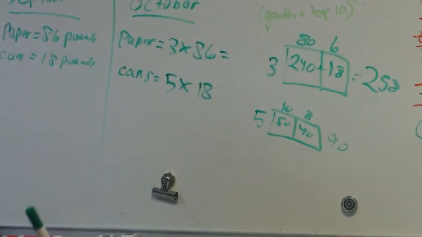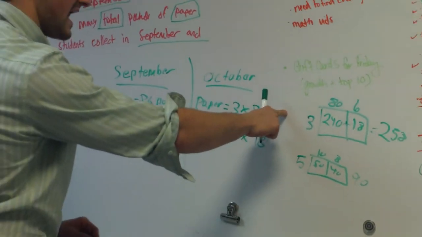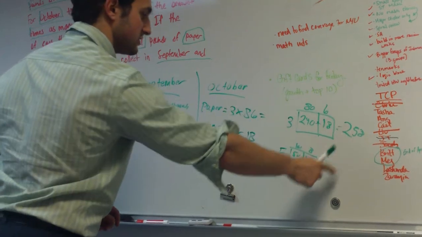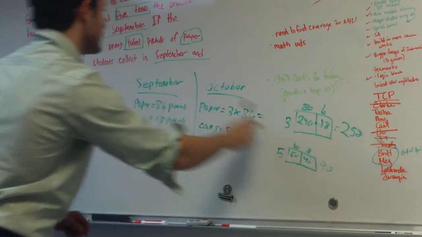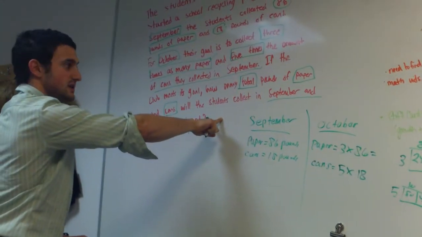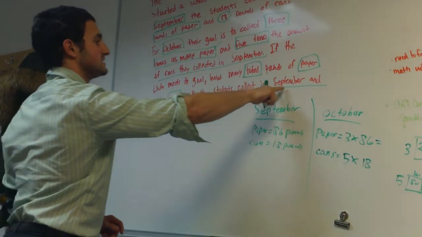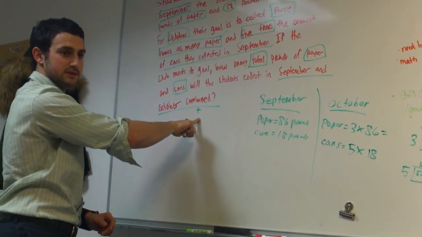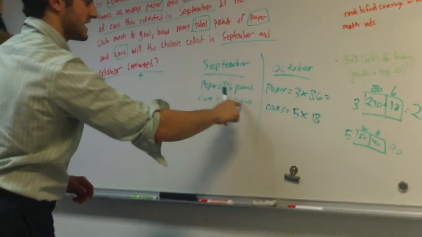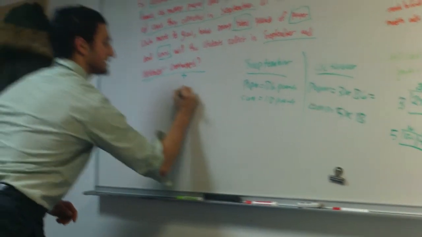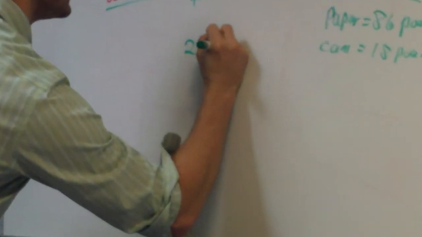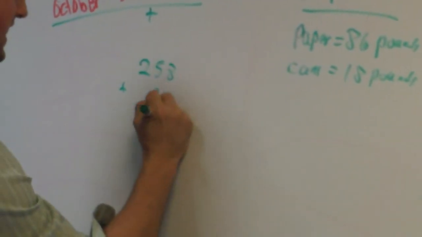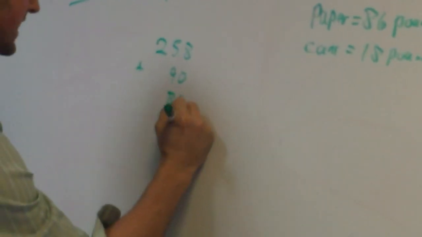What a lot of kids made the mistake of was they just added up the amount collected in October, so they added 258 plus 90. But if we come back to the question, it says how much was collected in September and October combined, which is why I put my little plus sign right there. I know I need to add up all of the amounts collected. So I have to do 258 plus 90 plus 86 plus 18.